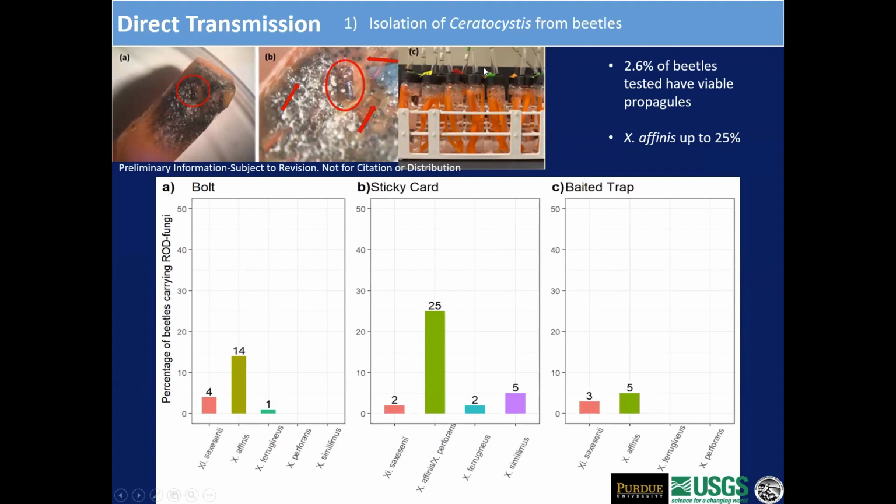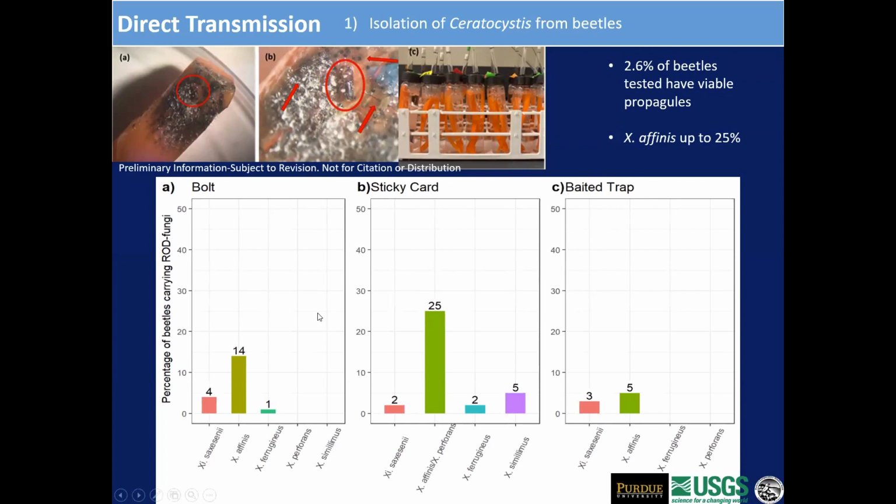And so we collected the beetles 3 different ways and subjected them to the different aerations. And so we collected beetles by rearing them from bolts in the lab, also from sticky cards that were affixed to ohia in the field. And finally, we collected beetles through baited traps in the field as well.